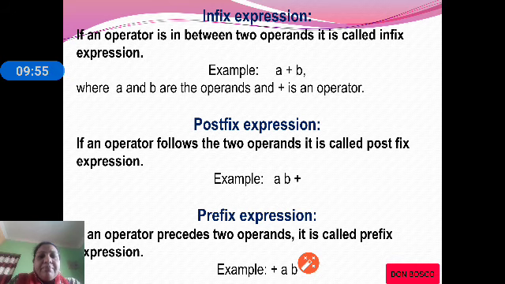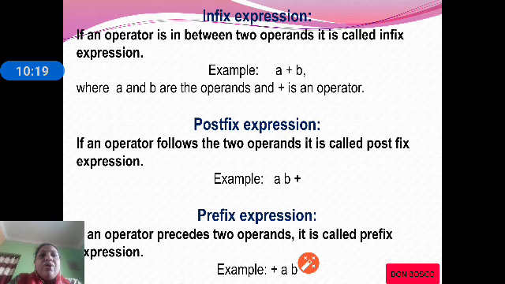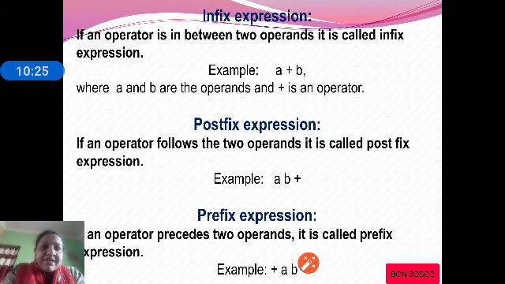Example, AB plus. Similarly, we have one more type of representation of an expression, that is prefix expression. In a prefix expression, the operator is placed before the operands: plus AB. That is called a prefix expression. So A plus B is an infix expression. Infix means the operator is placed in between the operands. Postfix means after the operands. Prefix means before the operands the operator is placed.